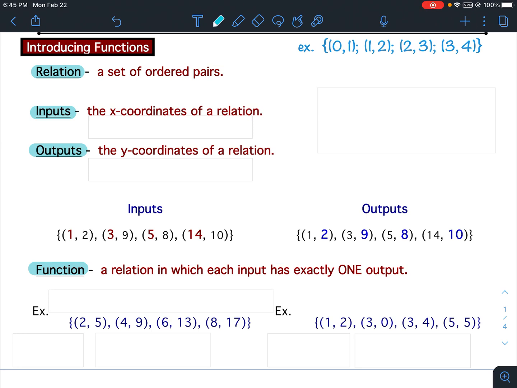Inputs are your x-coordinates of a relation. In other words, they are the numbers that you plug in. So it is what you plug in.